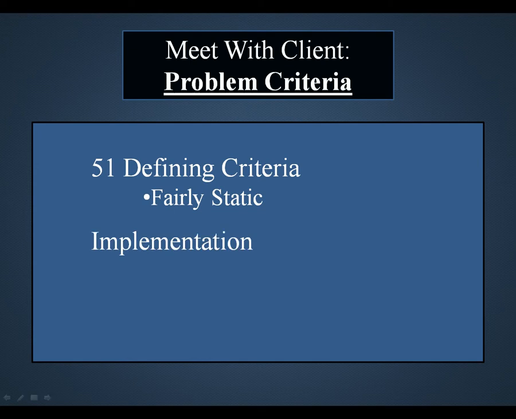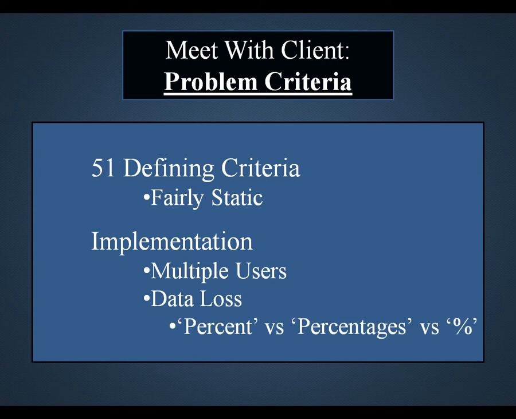He was adamant about having a system that can tolerate multiple users, so the criteria had to be displayed to the user in a way that was both easy to ingest and comprehensive. Another concern was avoiding data loss through variations of criteria names. For example, if a user enters the word percent or percentages or even the percent symbol, the system has to either identify that or have measures in place to prevent that from happening.